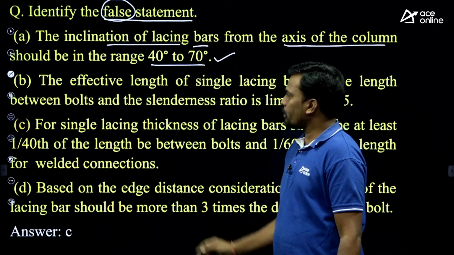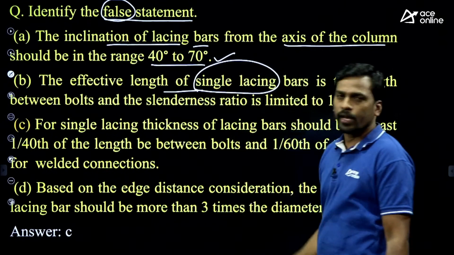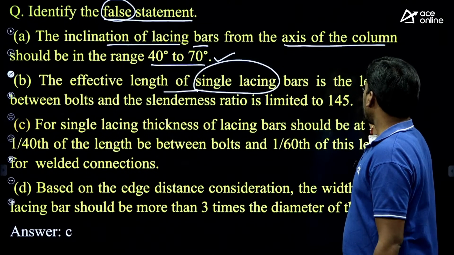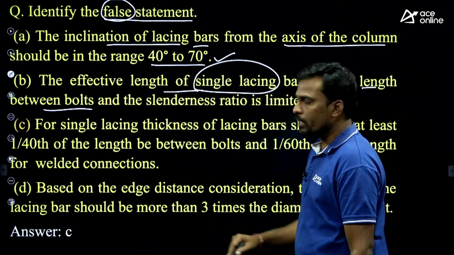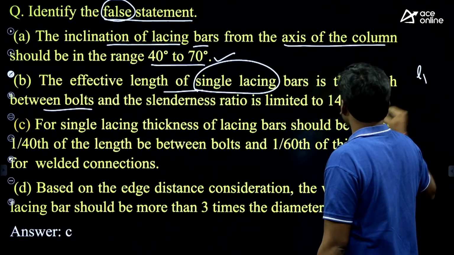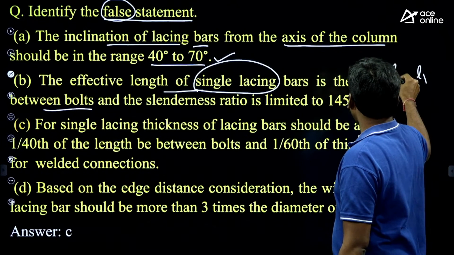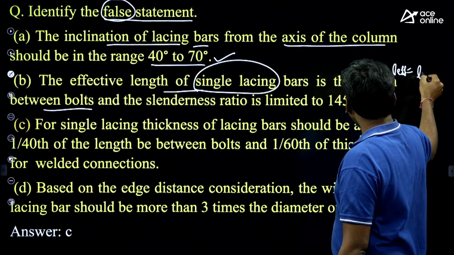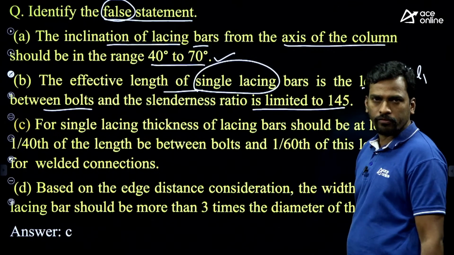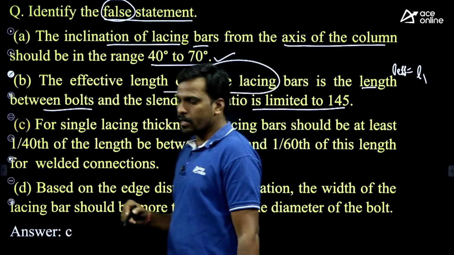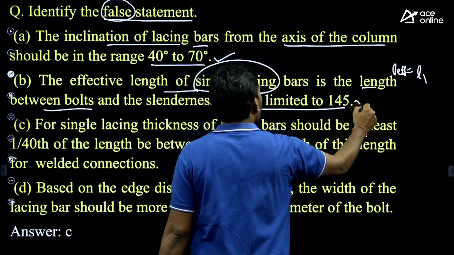Now second statement, the effective length of single lacing is the length between the bolts. I gave the length between the bolts the notation L1, right? Yes, okay. So for single lacing, the effective length equals L1 only. Yes, correct. And slenderness ratio is limited to 145. What is the maximum slenderness ratio for lacing member? It is 145. Then statement 2 is also correct.